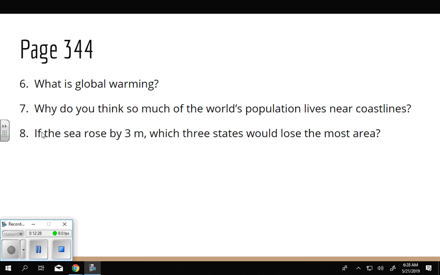Page 344. What is global warming? Why do you think so much of the world's population lives near coastlines? If the sea rose by 3 meters, which 3 states would lose the most area? What are possible effects of climate change?